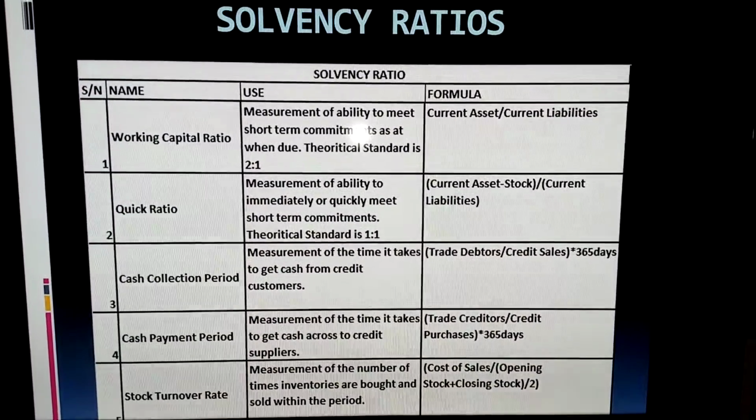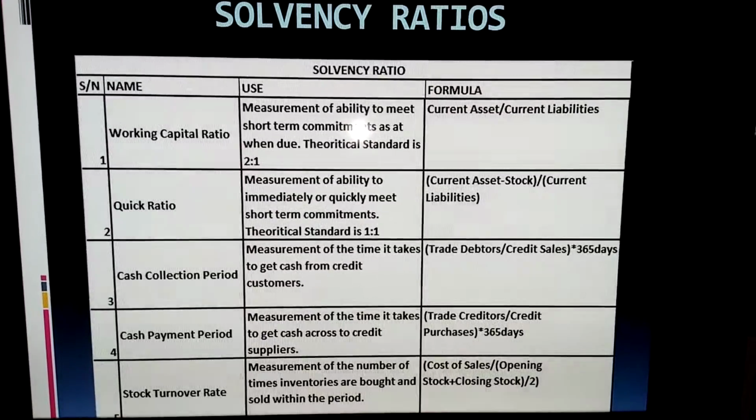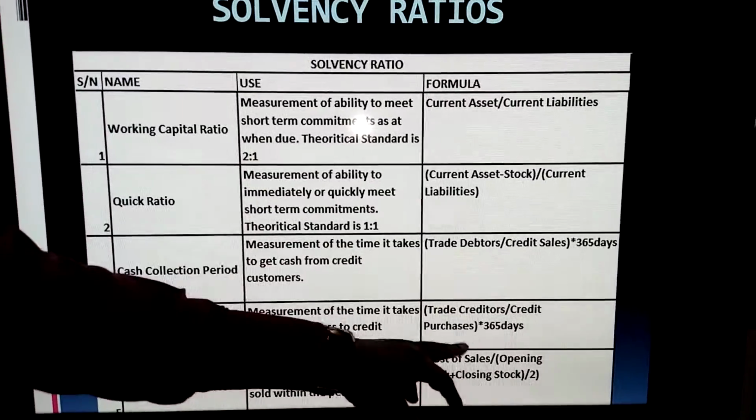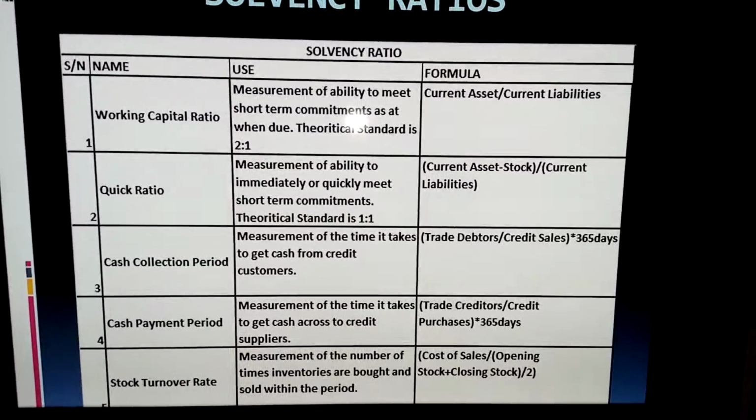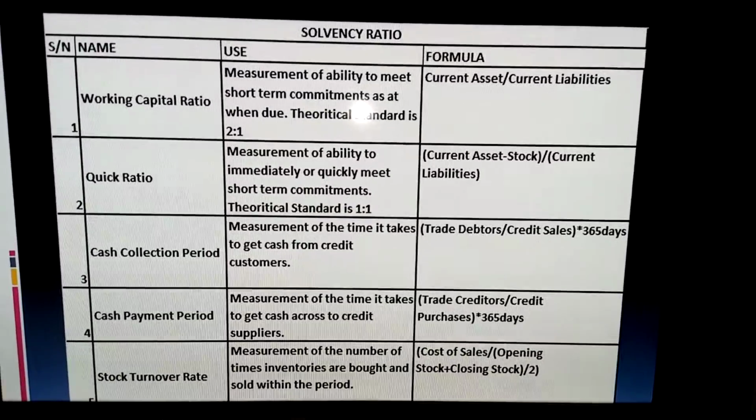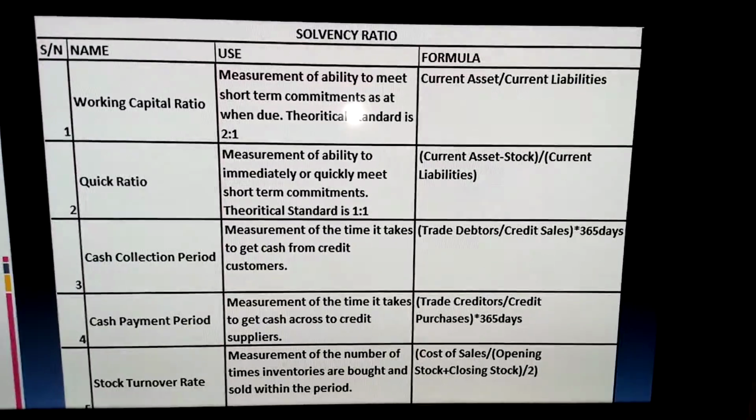Cash payment period. How long does it take for you to pay your creditors? So we say trade creditors over credit purchases times 365 over 1, measured in days. Stock turnover rates, measured in number of times. How many times have you bought and sold?